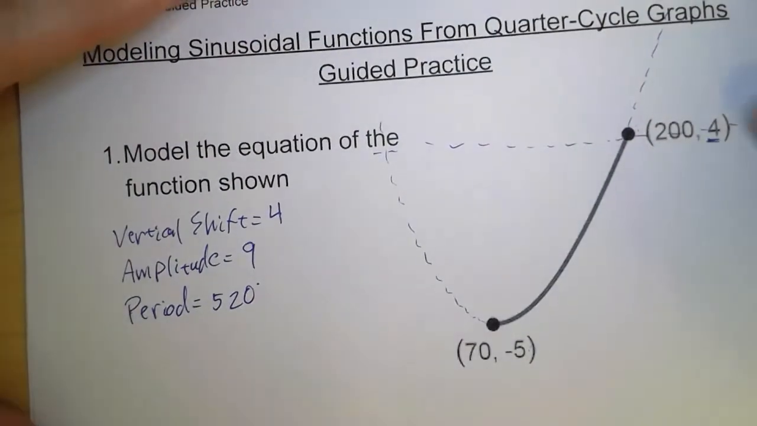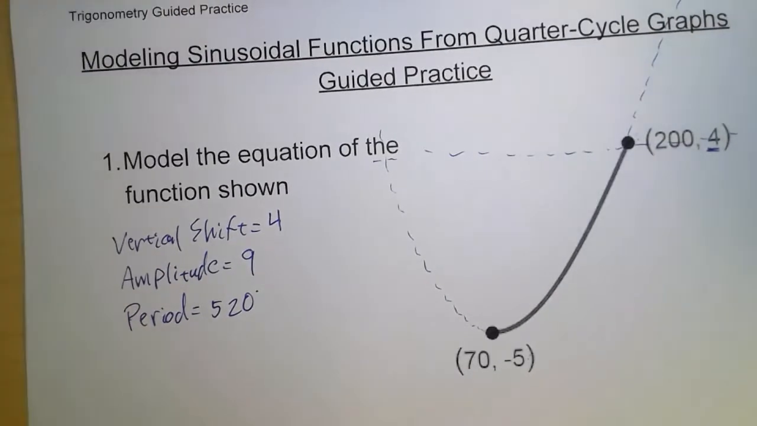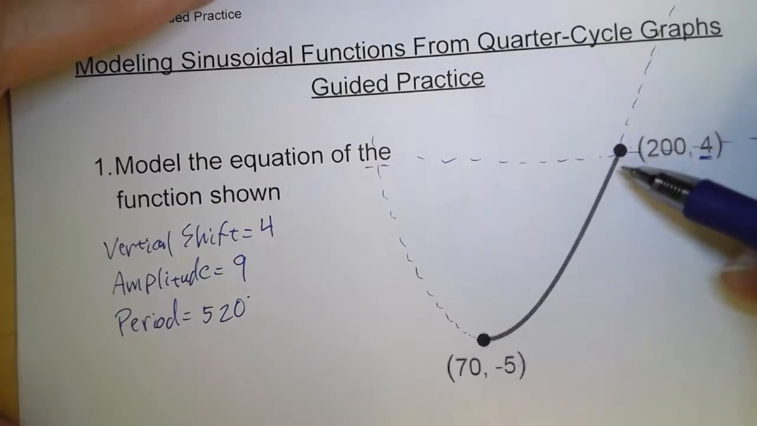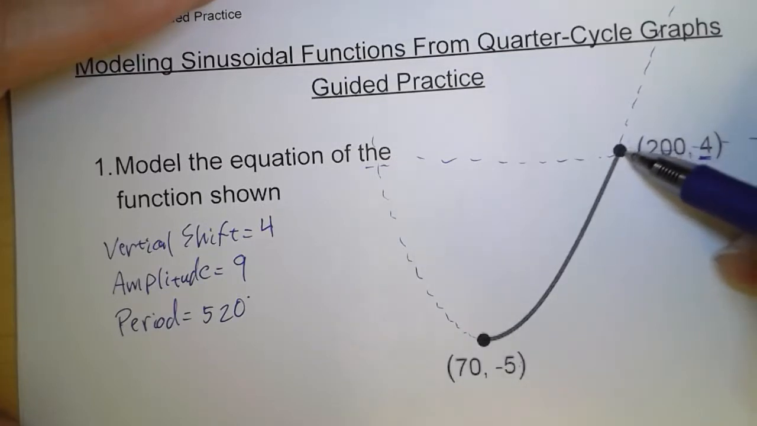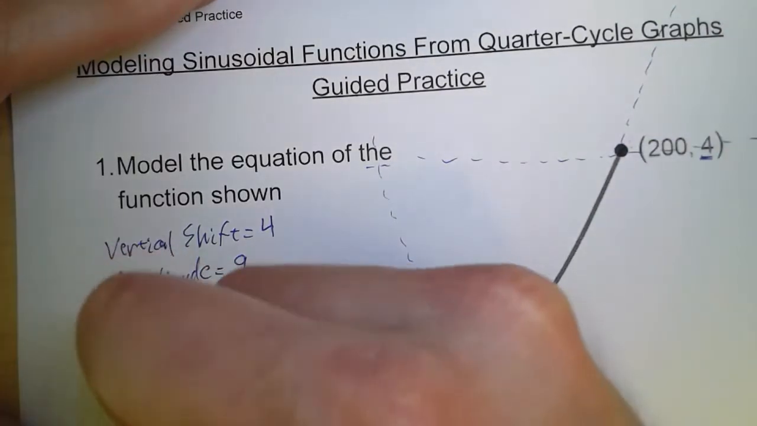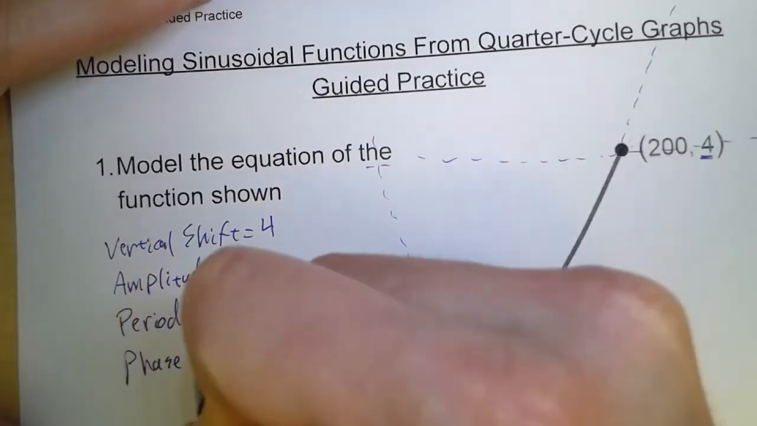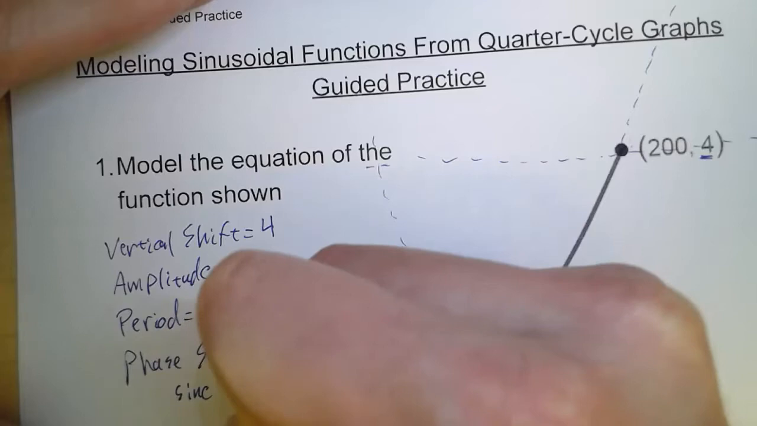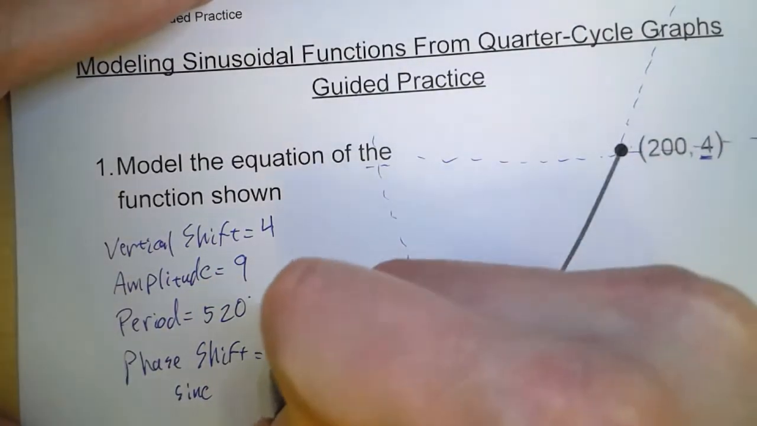Now, what about phase shift? In this video, unlike the half cycle video, I'm just going to do one, and it really comes down to what's easier. For this one, I'm going to choose sine. Why? Because we know this point right here in the middle, it's going up. So that's what I'm going to use. Phase shift for sine is at this x value of 200.